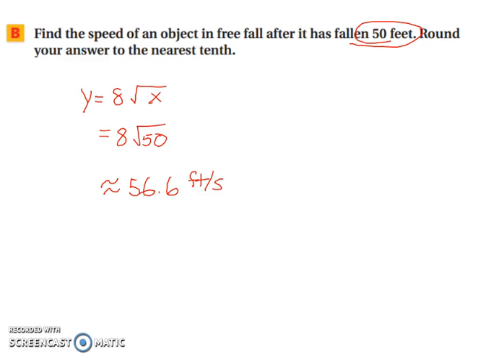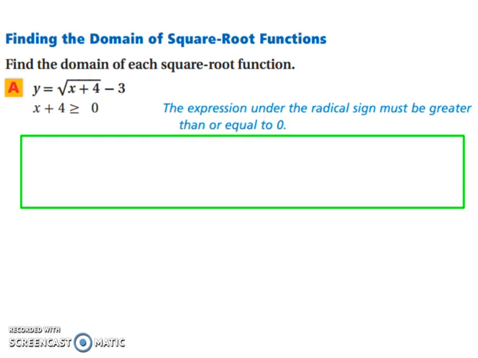Now that we have the freefall piece, let's look at domain. So we're going to find the domain of each square root function. When trying to find the domain, we want to look at what's underneath the square root. Reason being is you don't want a value underneath the square root that's less than 0. Otherwise, you don't have a real number when you're done.